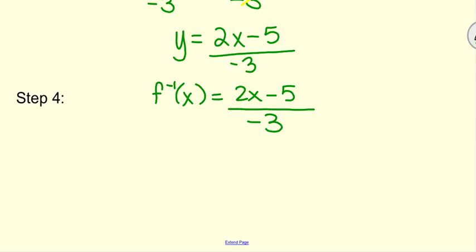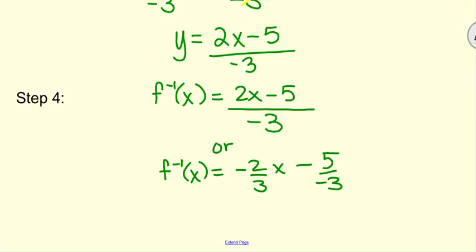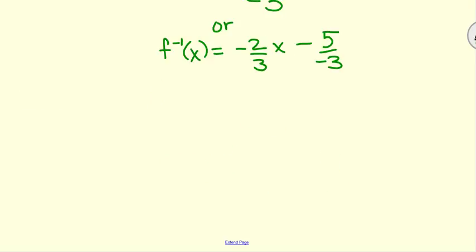If you don't like it like that, you could also rewrite it by dividing the fraction up into two separate fractions. So you have negative 2/3 x, and then negative 5 over negative 3. Those two negatives become a positive. So f inverse of x equals negative 2/3 x plus 5/3. Sometimes it's better to split up into two fractions so you can graph it out. You will get another linear function.